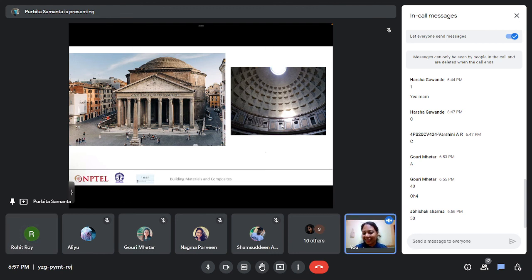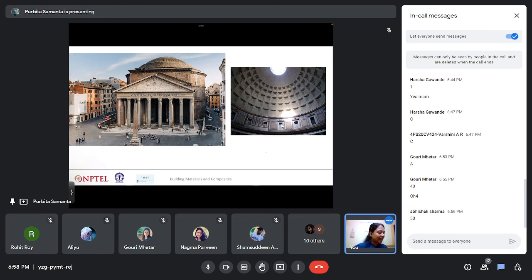There is another thing. Yes, I think Rohit said something: Pantheon, Rome. Pantheon, yes. Abhishek, I think your 50 answer, you were telling this about the numerical that we did. Okay, 50 kg, now I got it. I thought you were giving the answer. Yes, absolutely correct.